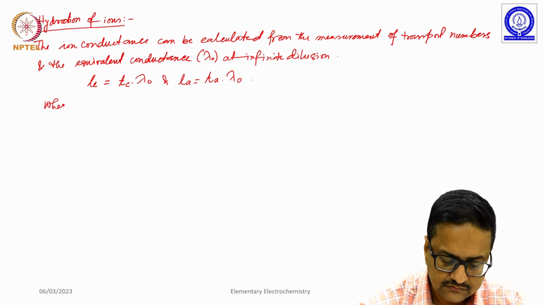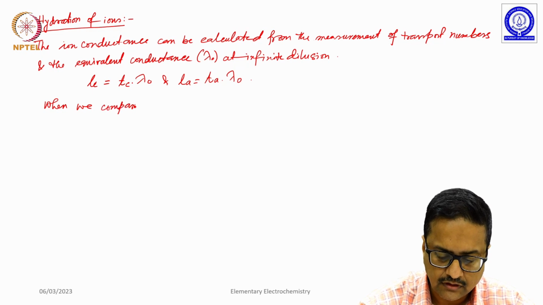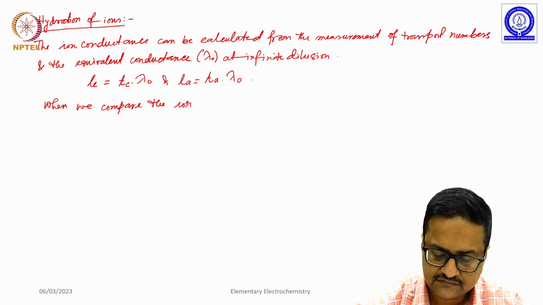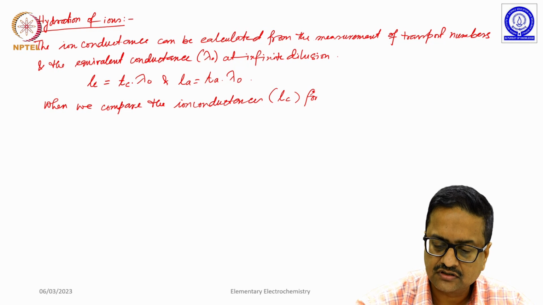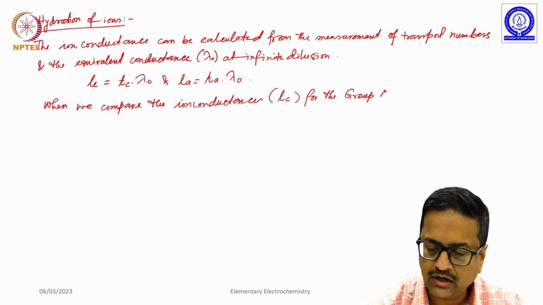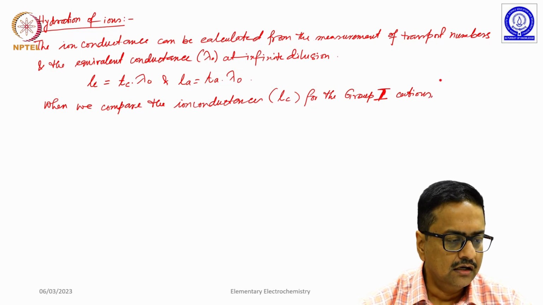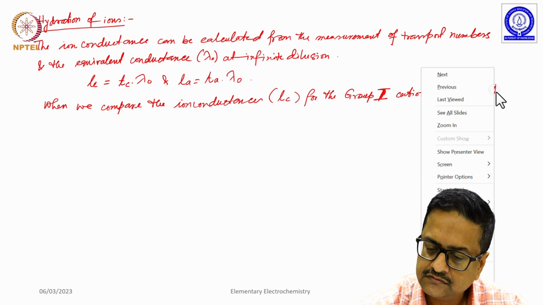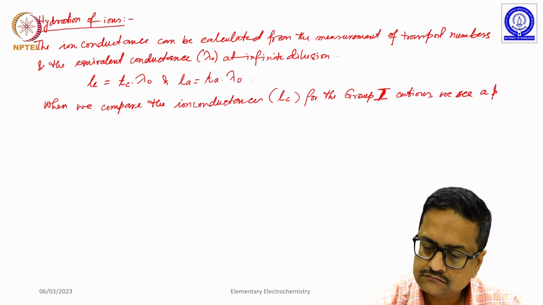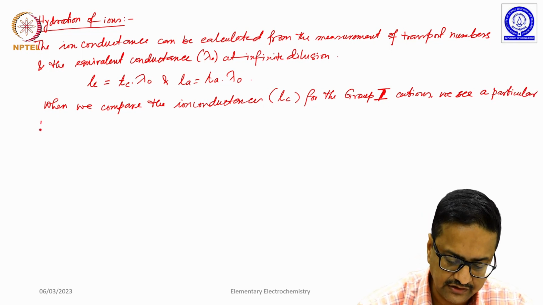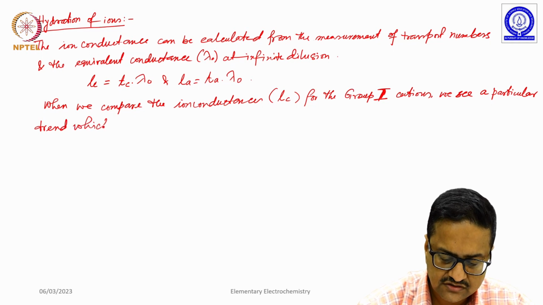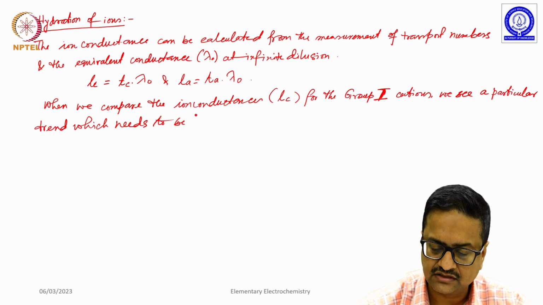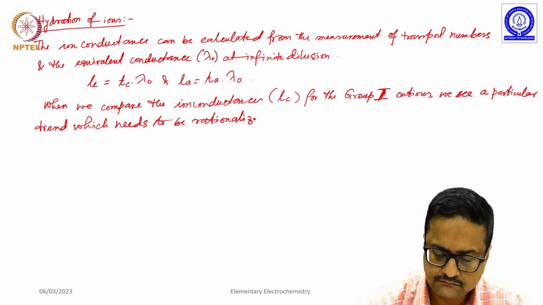So, when we compare the ion conductances, that is, suppose Lc for the group 1 cations, we see a particular trend which needs to be rationalized. What do we see?